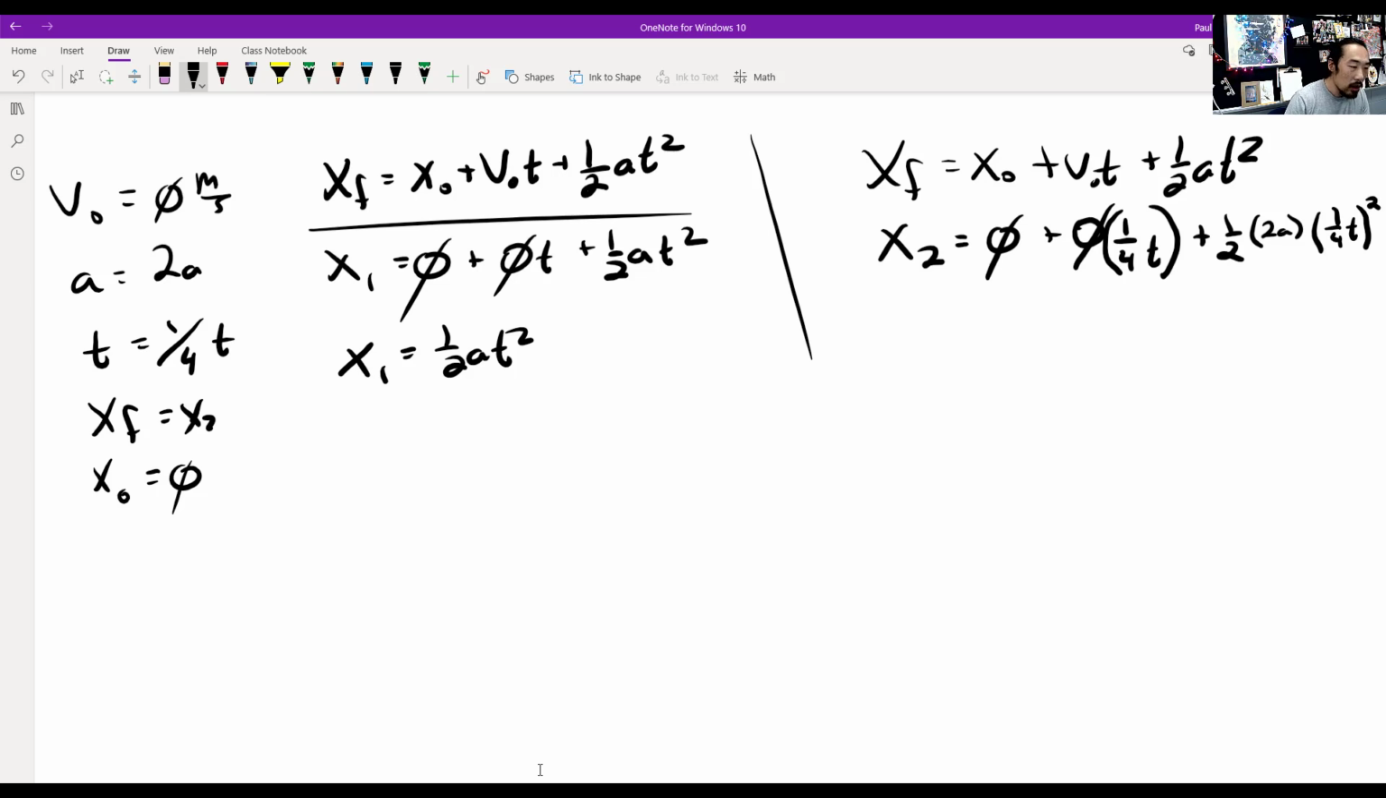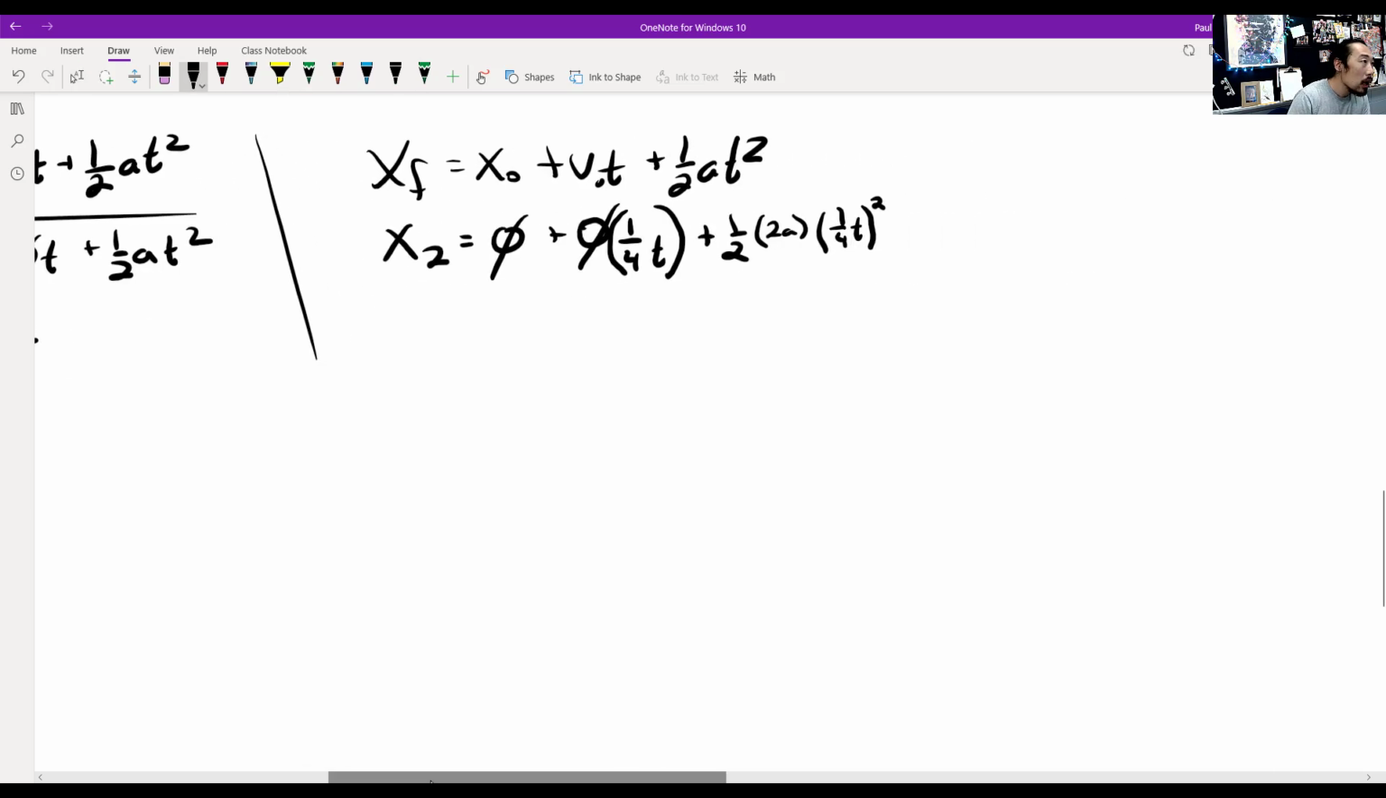Okay, so right there, I'm going to take a little note. This is a common mistake students make. They forget to square the entire value of what time should be. A lot of times the students just square the t, but you do have to square the quarter as well. So if I do the algebra, 0 times everything here is 0, so we end up with 1/2 times 2a times a quarter t squared, and that quarter is also squared, so 1/16 t squared.